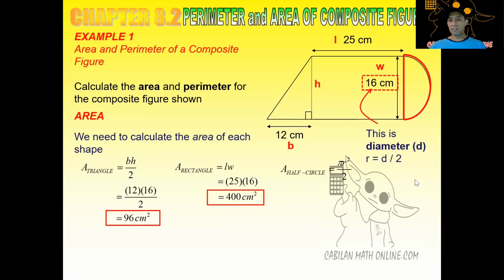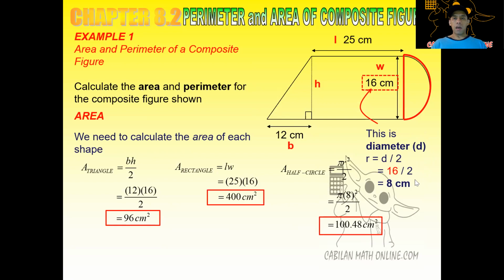So when we take the 16 and divide it by 2, that gives us a radius of 8. You can see we're now going to put that 8 in for the r and then solve accordingly. So what we would have here would be pi times 8 squared on the top, divided by 2, which gives us 100.48 centimeters squared.